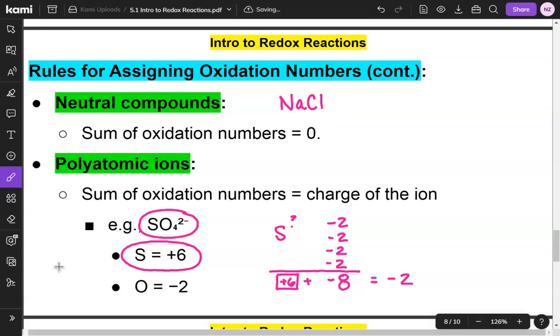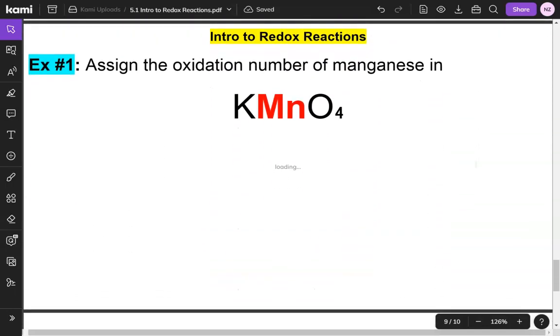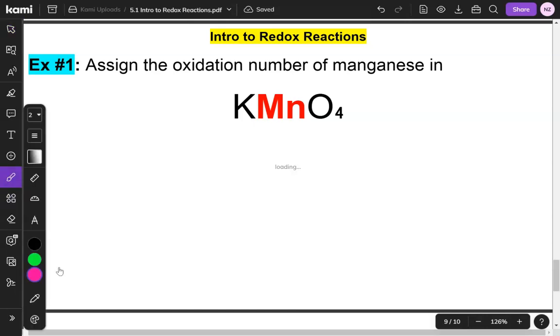So if you don't have a rule, like in the case of sulfur here, I look at the rules I do have, and you should be able to figure it out based on what information you are given or what rules you have. So let's look at this example. We have KMnO4, and it says assign an oxidation number to manganese. Well, we don't have a rule for manganese, but we do have rules for potassium and oxygen.